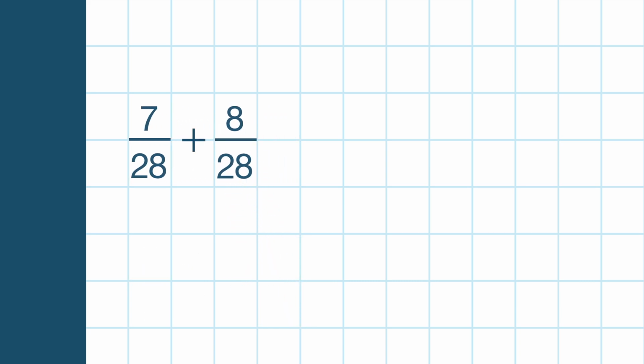Now we can add. Add the numerators. What is 7 plus 8? It's 15. Keep the denominator. What is our answer? Yes, 15/28.